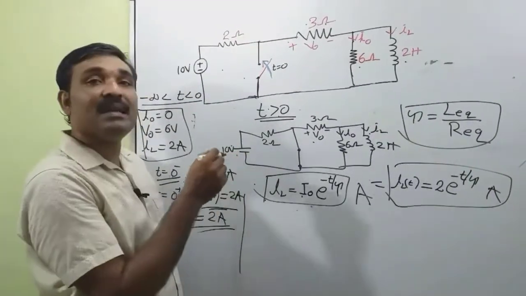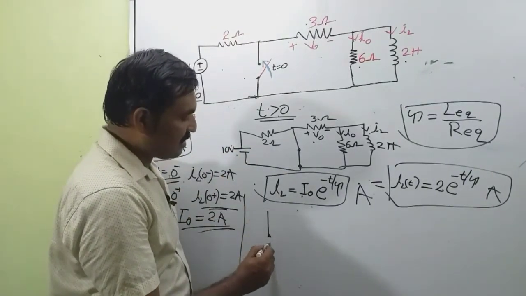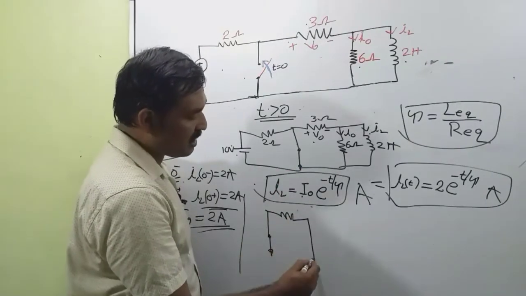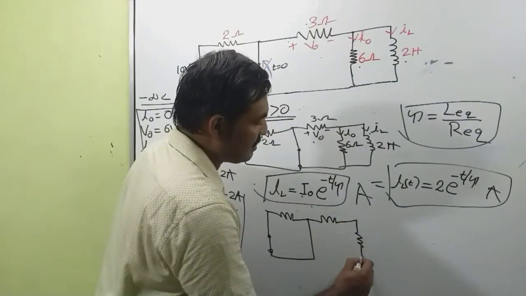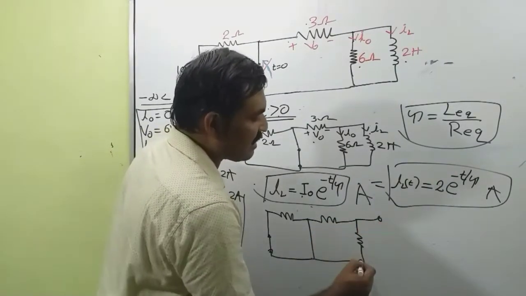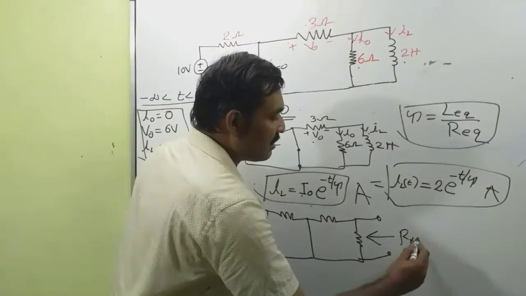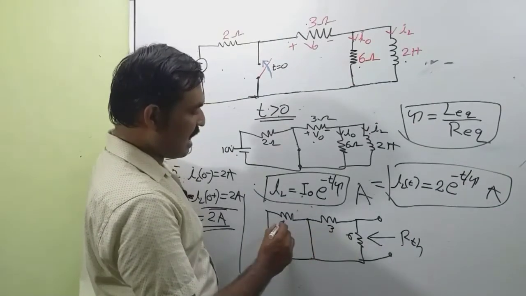So we have an independent voltage source of 10 volt. I am short circuiting this voltage source. Then we have a resistance 2 ohm. Here is a short circuit path. Then 3 ohm resistance and 6 ohm resistance. We disconnect the inductance. So this is the RTH. So this is 3, 6 and 2.